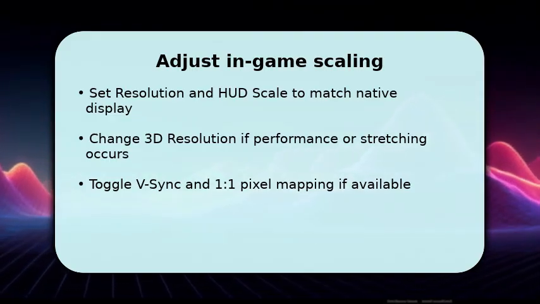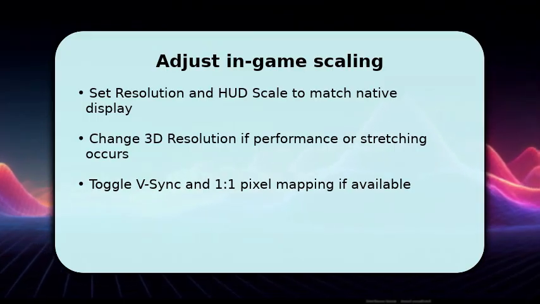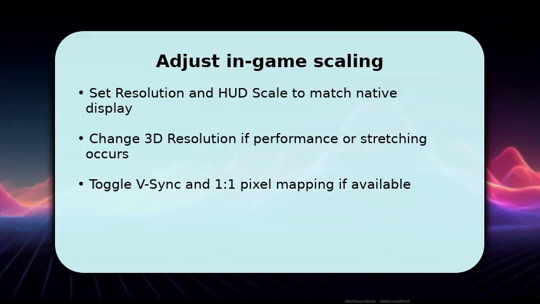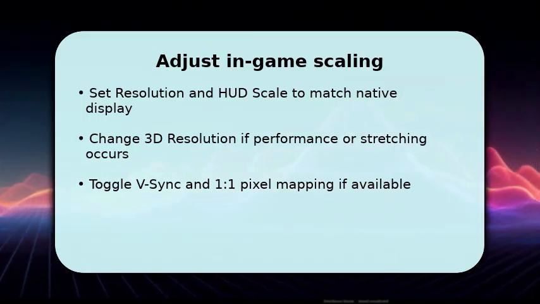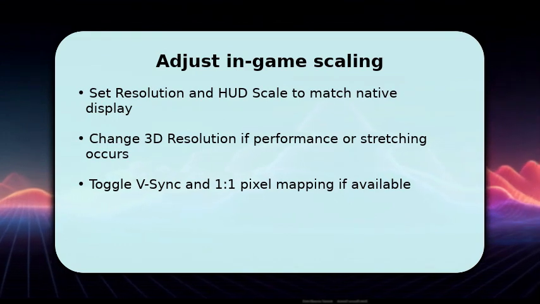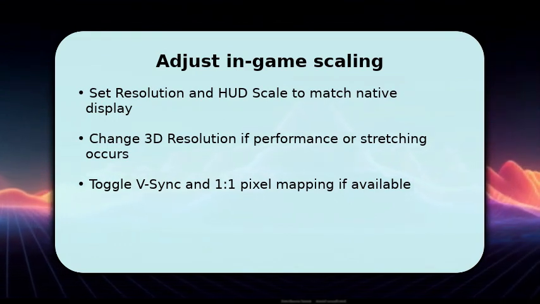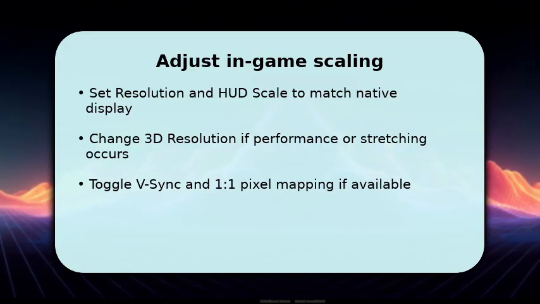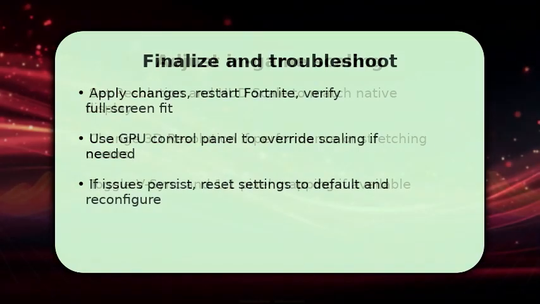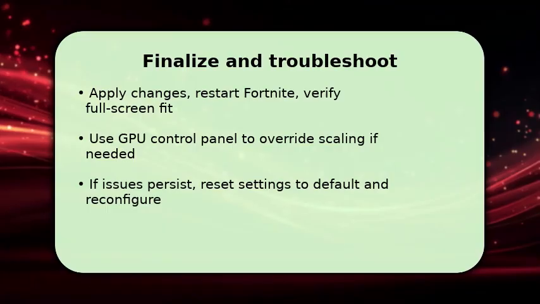Toggle VSync or pixel mapping options to lock rendering to display pixels. This prevents jitter and incorrect scaling that causes cropped edges or smearing. Finish by applying settings and restarting the game to ensure changes stick. Sometimes a reboot of Fortnite or your PC is required.